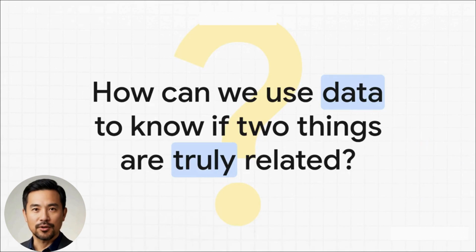So here's the big question, right? When you're looking at a whole bunch of information, like say pumpkin prices and the time of year, how do you actually know if they're connected? Or is it just a coincidence? Well, that's exactly what we're going to figure out.